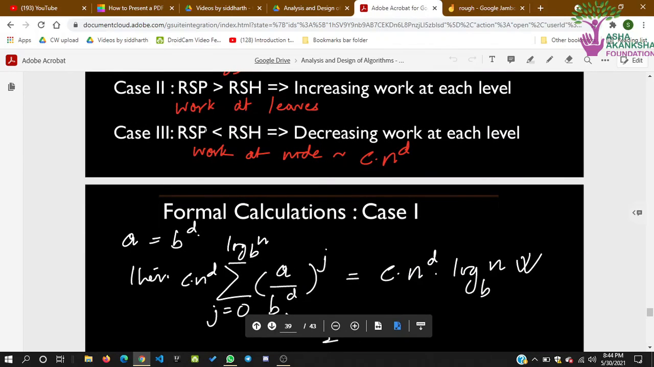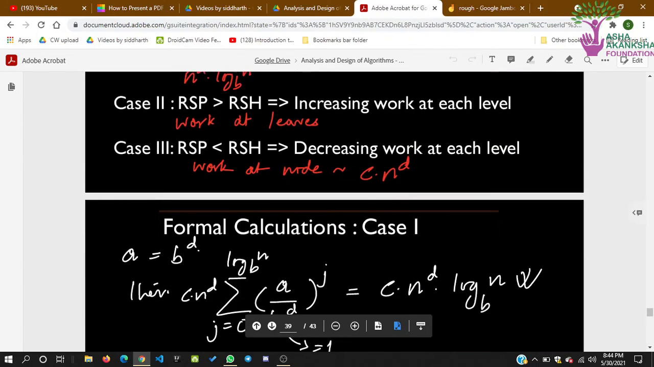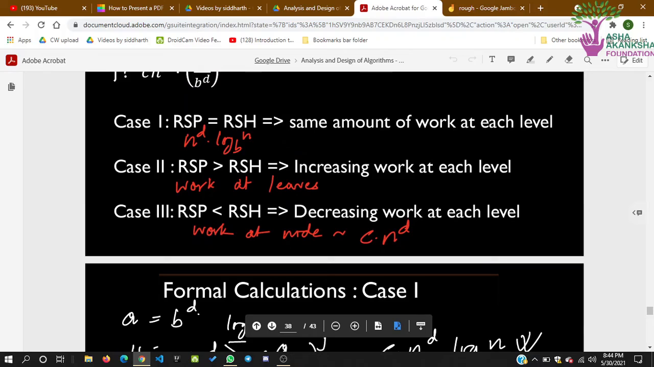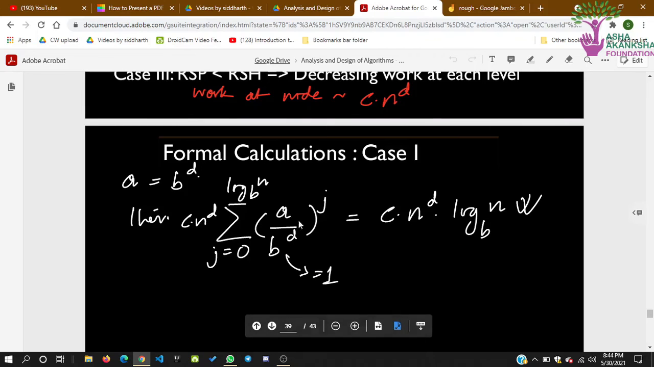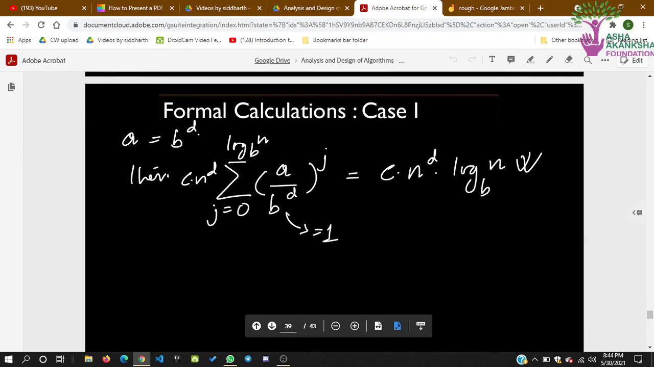If it is the opposite, then after each level going down the recursion tree, the amount of work done keeps on reducing, and hence the maximum amount of work done was at the root node of the tree, and hence work done at the root node is equal to this. Now I will just briefly go over the formal calculations.